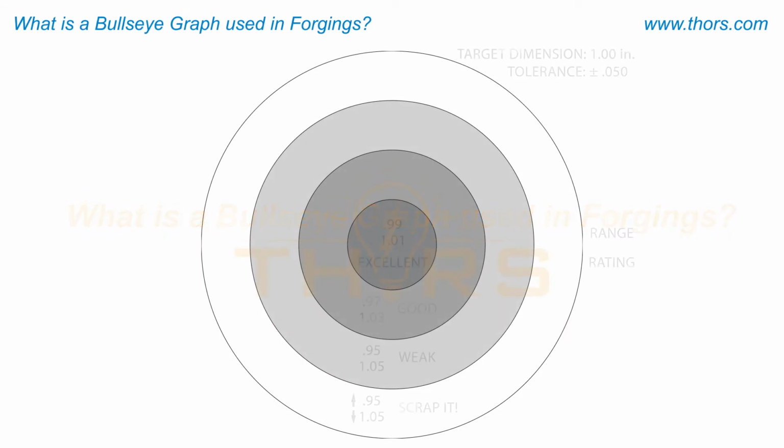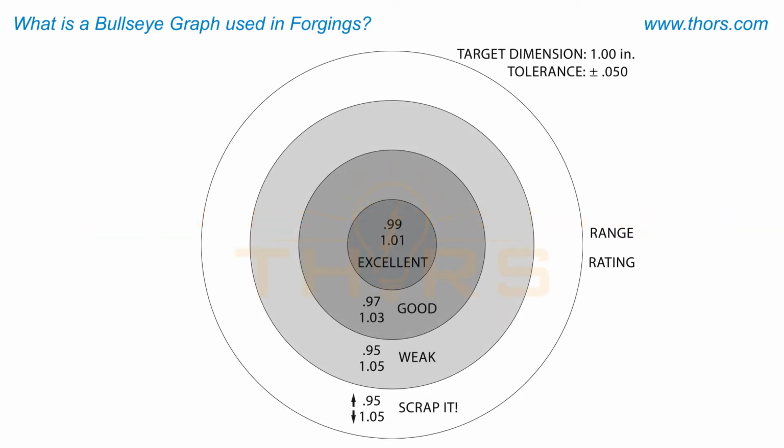A bullseye graph such as this can be used to record and control the dimensions of forged parts. For instance, assume the target dimension of a part is 1 inch, with a tolerance of plus or minus 50 thousandths of an inch. This means that the part dimension must not be smaller than 0.95 inches, or larger than 1.05 inches.